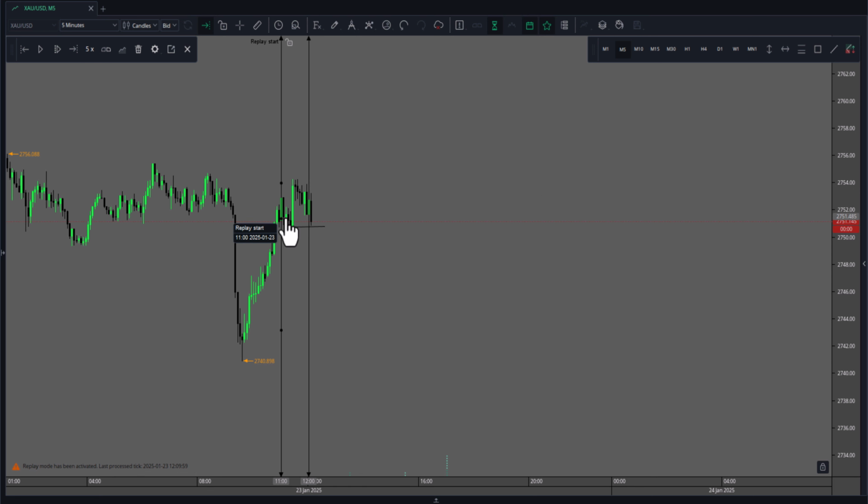Now, with this candle, you know for sure that price is coming all the way down. You could have entered into your trade.